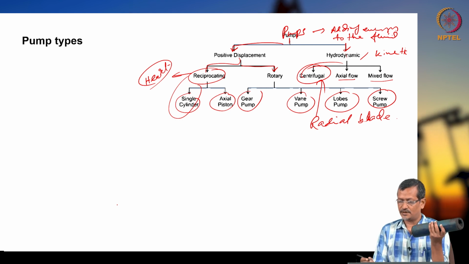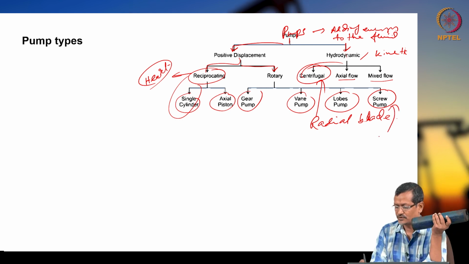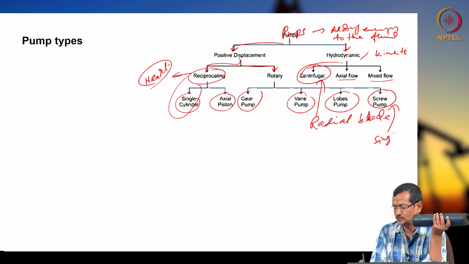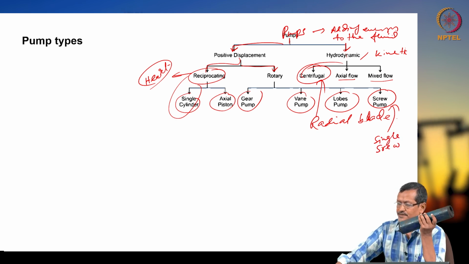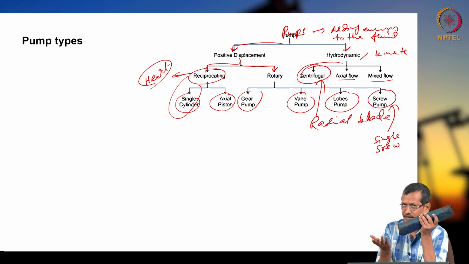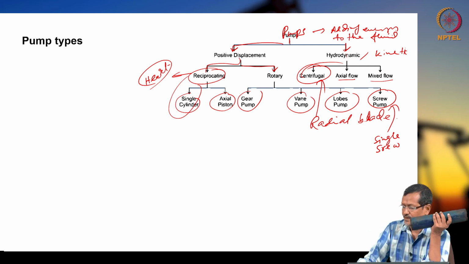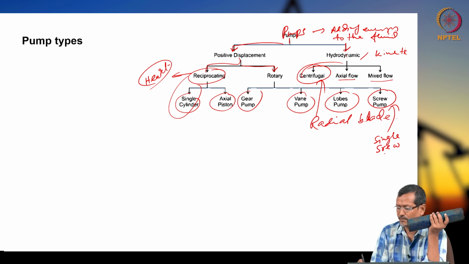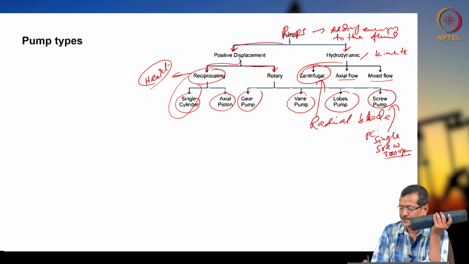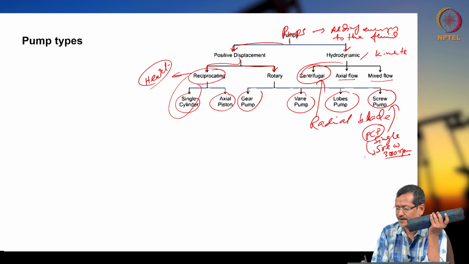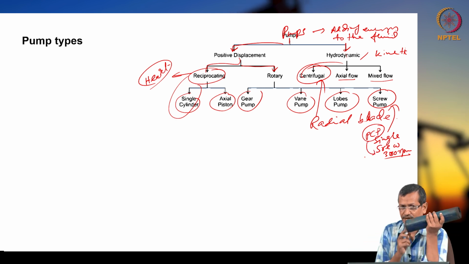Normally this is called a screw pump or single screw pump. Single screw pump means another name is the progressive cavity pump, okay. So it is having speed normally 300 rpm, okay. So PCP will have normally 300 rpm, and this is very good for very high viscosity applications.